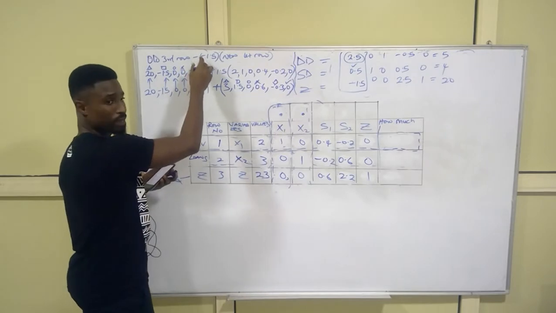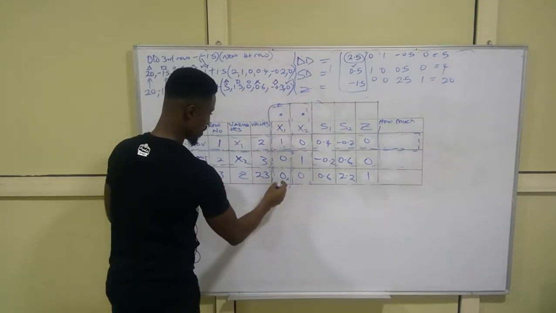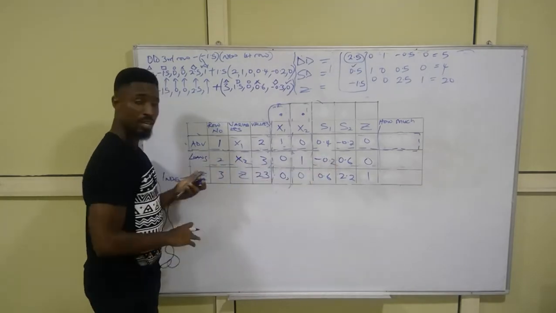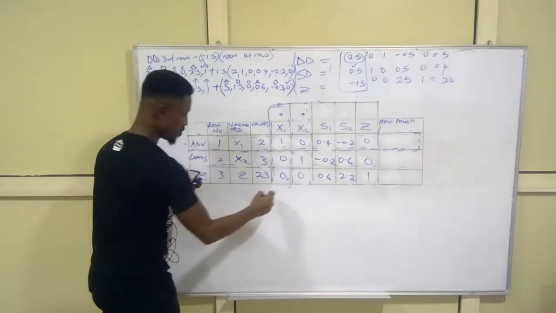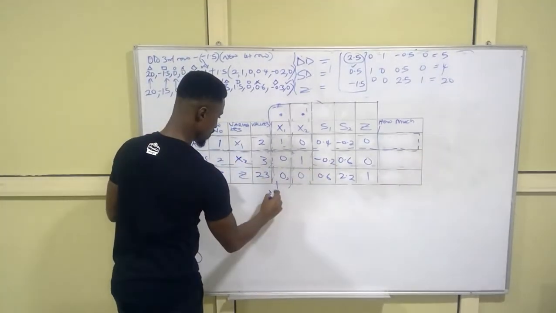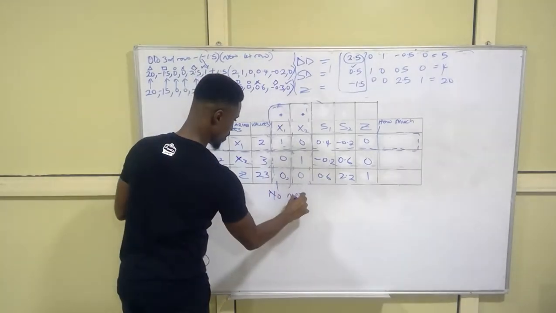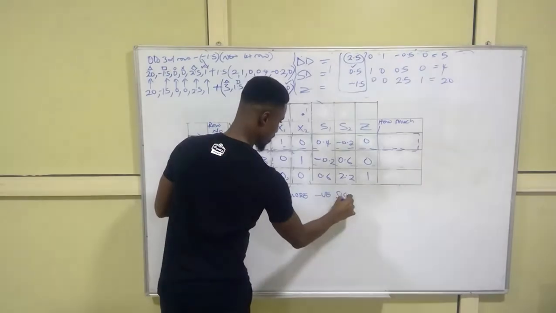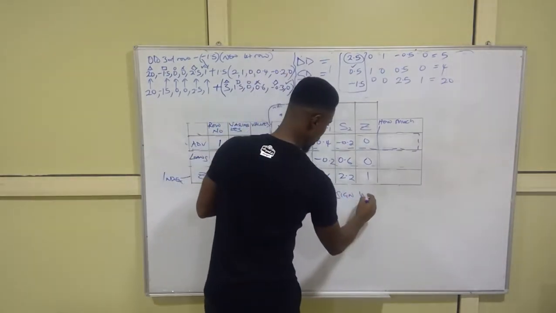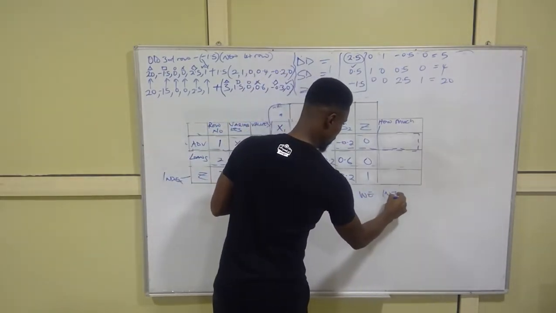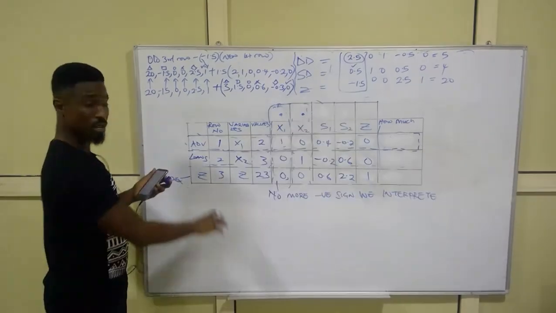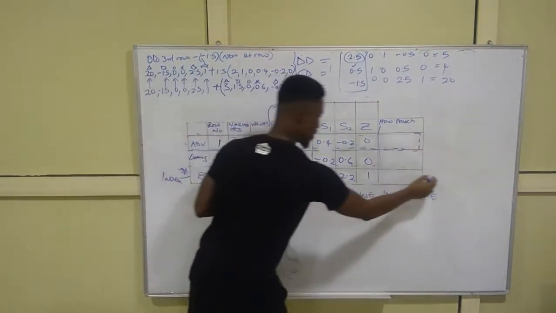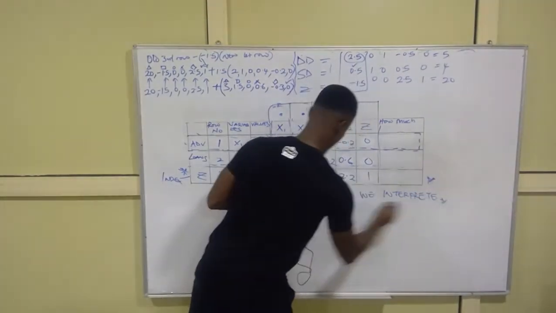That's negative here? Okay. Once there's no more negative on this, it means that you're good to go. So since there's no more negative sign, we interpret. So since there are no more negative signs here on this last row, right, then we can interpret now.